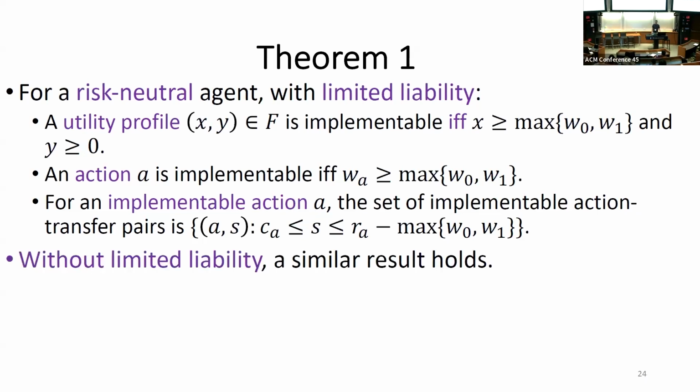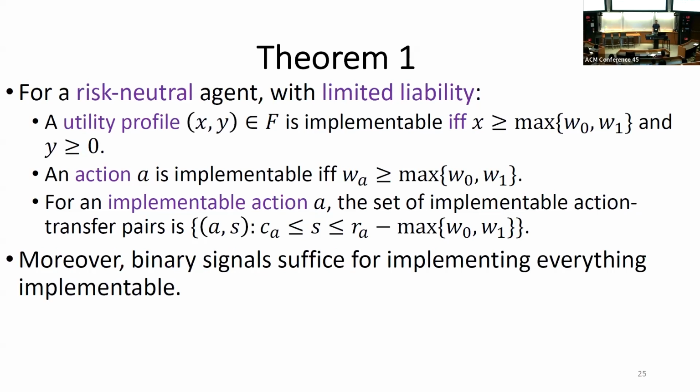And without limited liability, we have a very similar result. So the set of implementable actions stays the same, but the utility of the agent must be 0. Also, I should mention that binary signals are sufficient to implement any implementable action, or pair of action and monetary transfer, or utility profile.